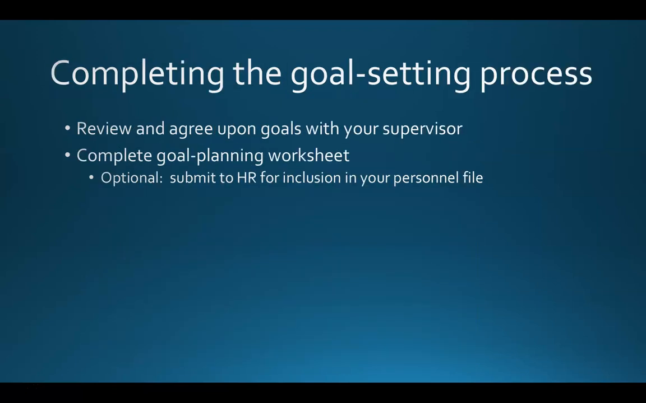The last stage of goal setting is reviewing your draft goals with your supervisor and revising as necessary until you arrive at goals that both of you can agree upon. Fill out the goal planning worksheet and have your supervisor sign off on it. You can also submit to HR to be included in your personnel file. This is optional. If you want to submit, you can send to your generalist via email or interoffice mail.